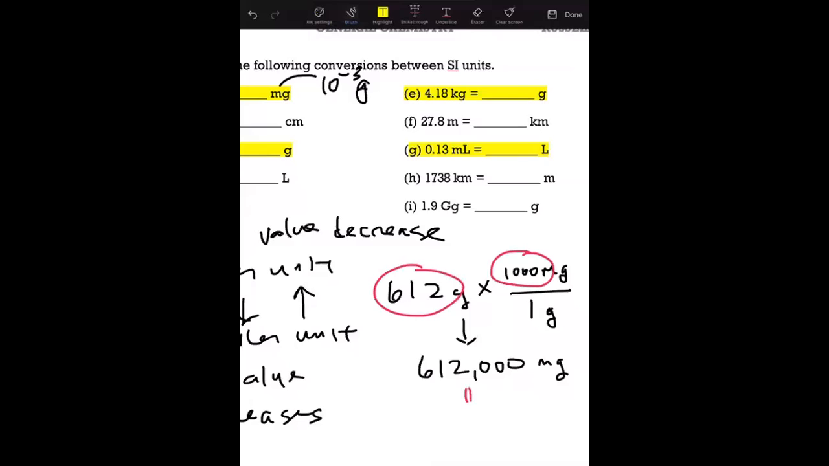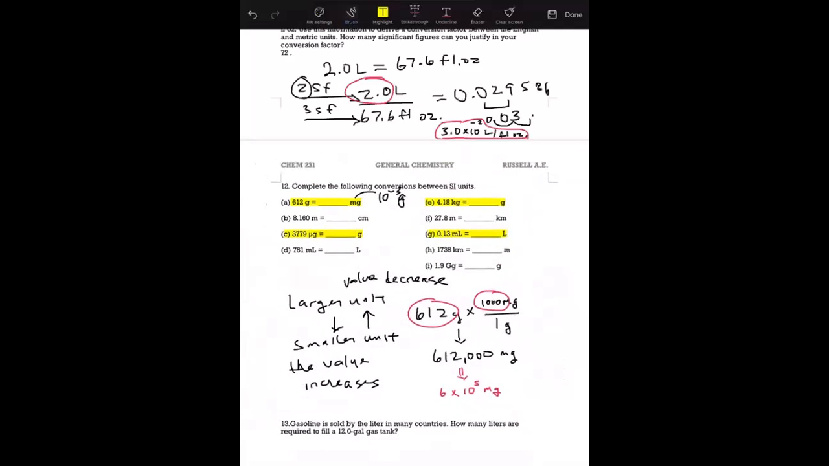So how do I do it? 6 times what? 10 to the 5th milligrams. Yep, 6 times 10 to the 5th milligrams. Good. So you see how the sig fig information we started with up top, we can filter that down through all of these other calculations. All right, we got a minute. Let's do one more.